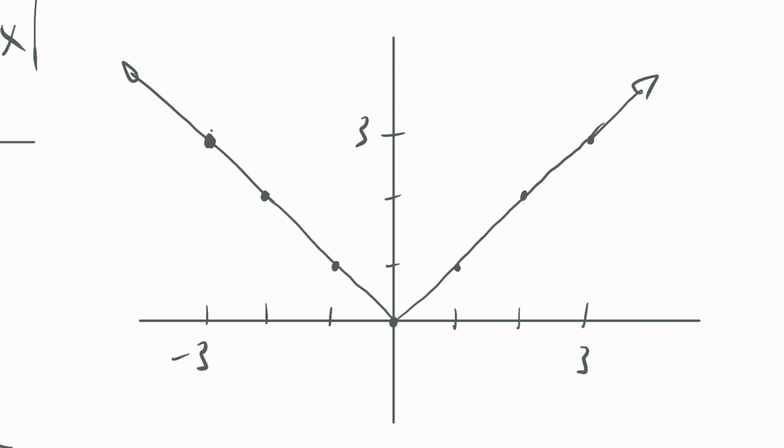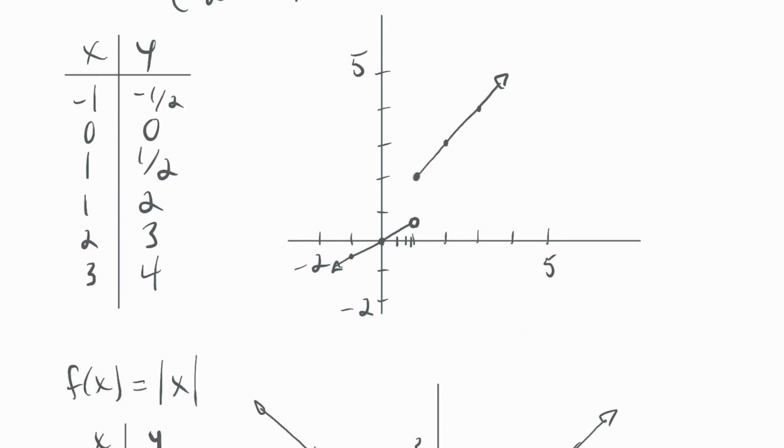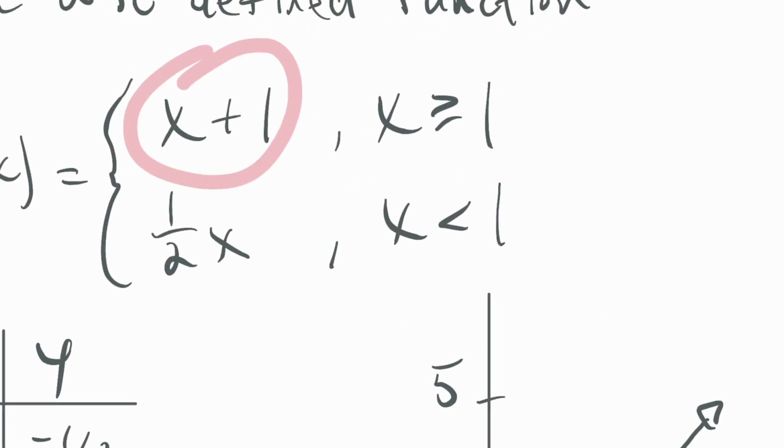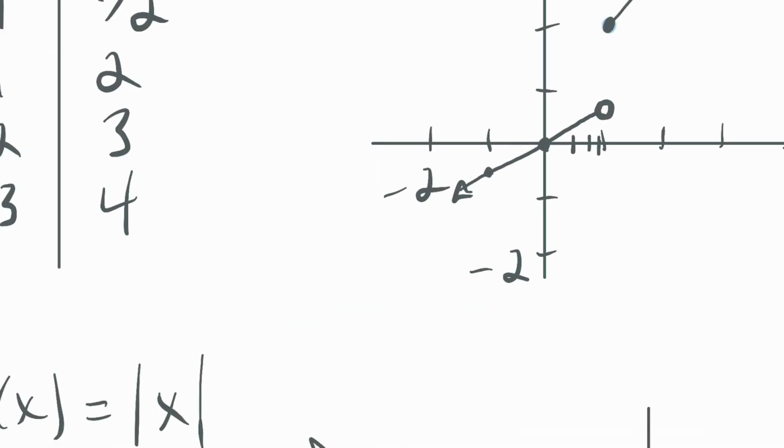Why is that? Well, up here in this formula, when you plug in 1 to the top formula, you get 2. When you plug in 1 to the bottom formula, you get 0. Sorry, you get 1/2 rather. Sorry, I was thinking about 0. If you plug in 1 to the top formula, you get 2. You plug in 1 to the bottom formula, you get 1/2. They're not the same thing. So there's a disconnect in the graph.